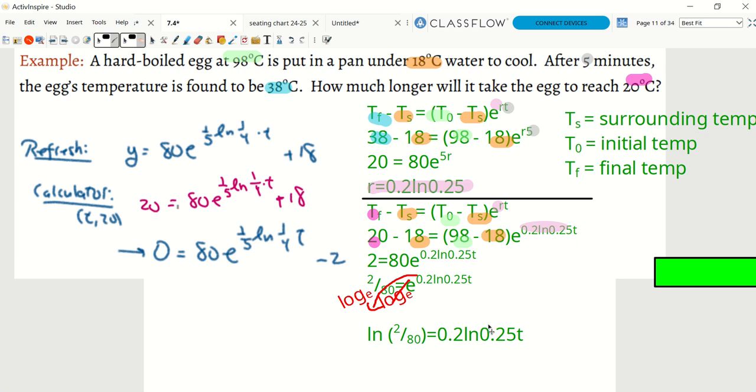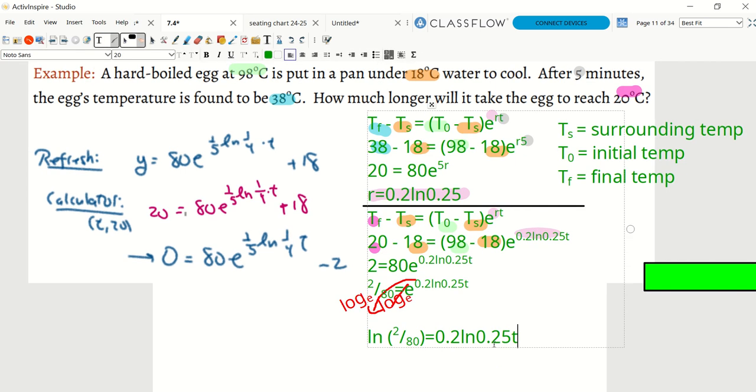Okay. And now you just hit this up in your calculator and divide it by this. Okay, divide it by that, and you get t. And t is going to be like 13.30, I believe. Yep. Okay.